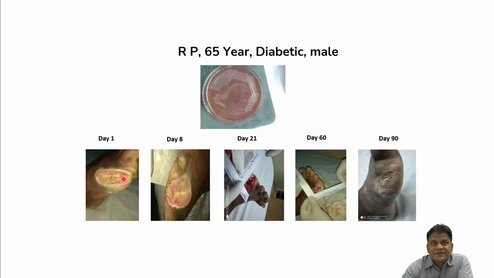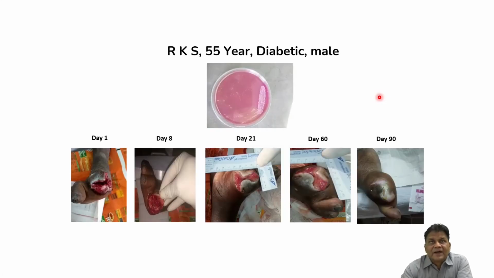This is another case. You can see starting from day 1 to day 90 complete healing is there. So all these cases were, as I've given in the definition, coming after the 3 months of conventional therapy failure. And this is a 55-year male diabetic, and you can see the big toe has been amputated, but the healing was not occurring with the conventional therapy. Then he came to us, and then we started therapy. Again, you can see the healing process has started significantly by the end of 21 days, and here is complete healing.